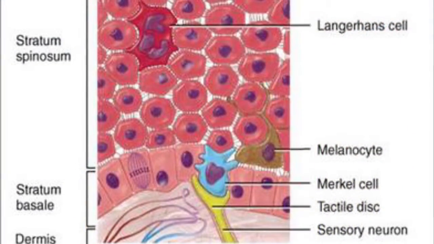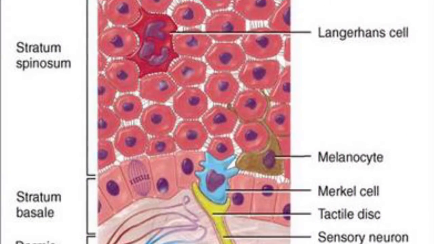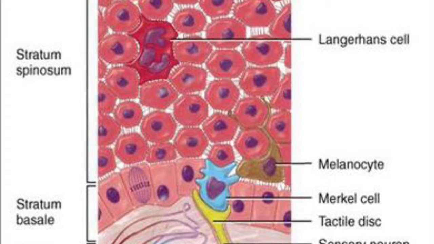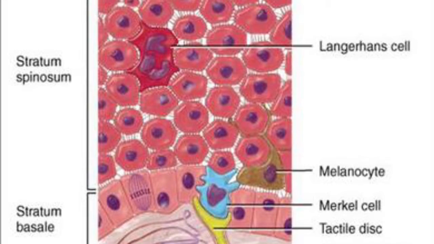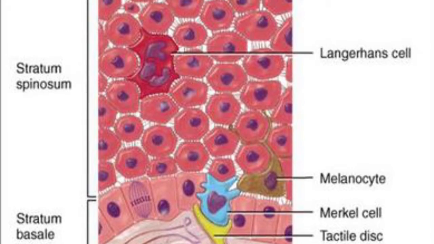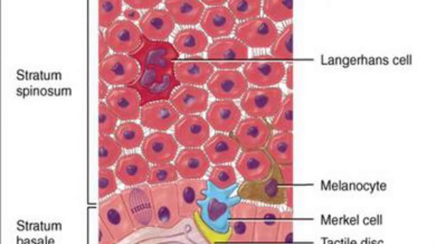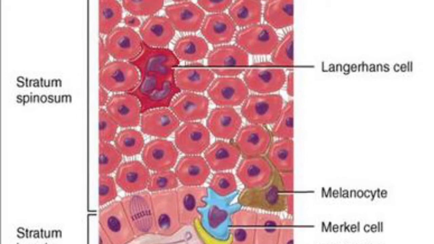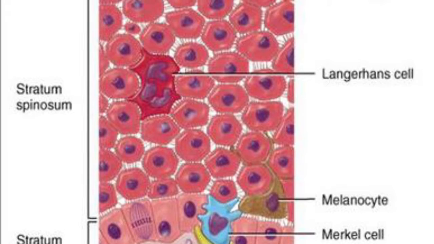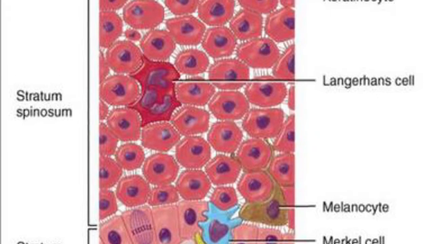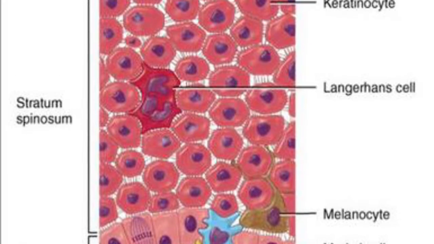There are multiple cells that make up the epidermis. There are keratinocytes, melanocytes, dendritic cells, tactile cells, and stem cells. Tactile cells are also known as Merkel cells, and dendritic cells are also known as Langerhans cells. Keratinocytes make up 90% of epidermal cells and migrate from lower levels to higher levels.